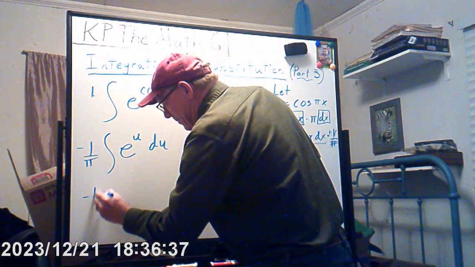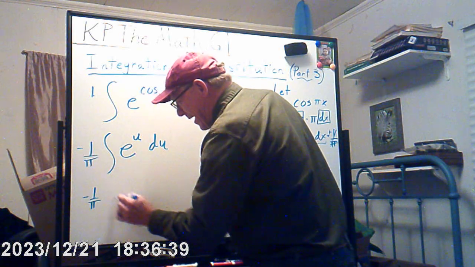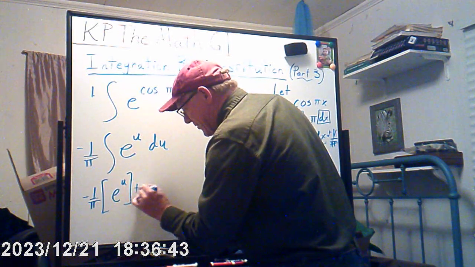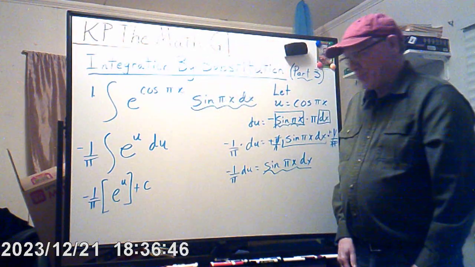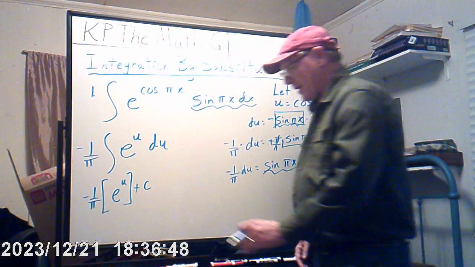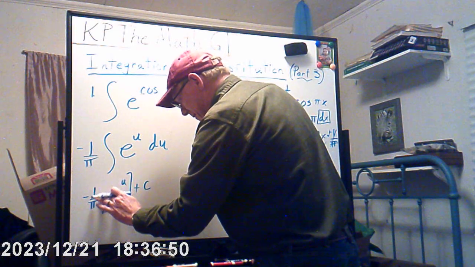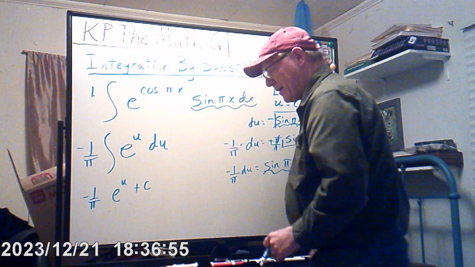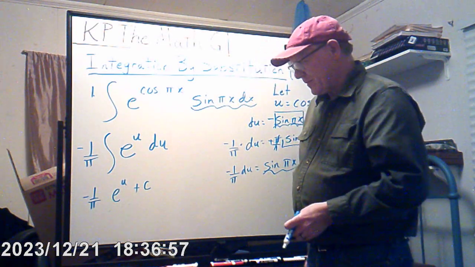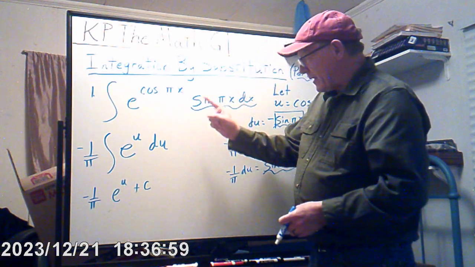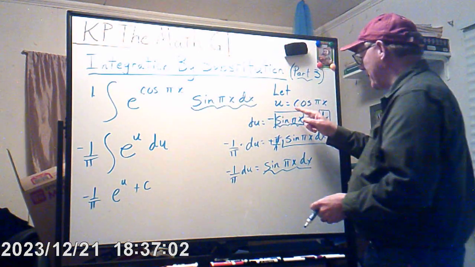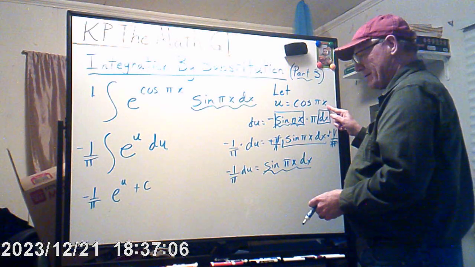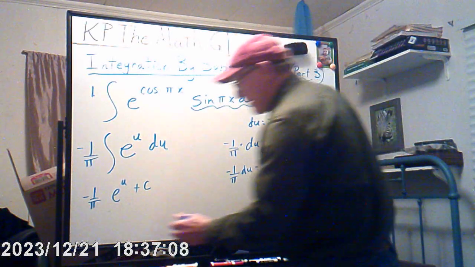So this answer is easy. I've got my negative 1 over pi. Don't forget that. e to the u plus c. And I don't guess I need this bracket here. Okay, that's it. But now, u is cosine pi x, isn't it? That's what I let u be. So let's substitute that back in there.